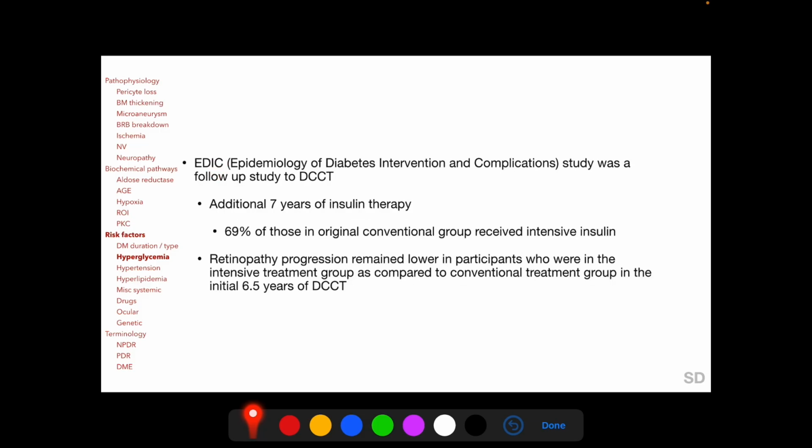The EDIC study was a follow-up study to DCCT in which DCCT participants were given an additional 7 years of insulin therapy, and during these additional 7 years, 69% of those in the original conventional treatment group received intensive insulin treatment. The EDIC study found that retinopathy progression remained lower in participants who were in the original intensive treatment group in the initial 6.5 years of DCCT as compared to those who were in the conventional treatment group in the initial 6.5 years of DCCT.